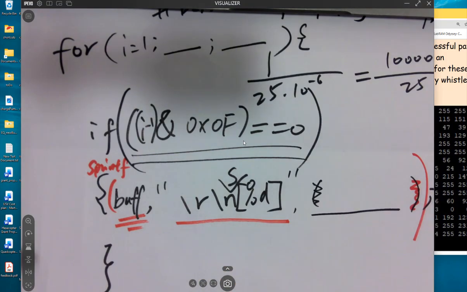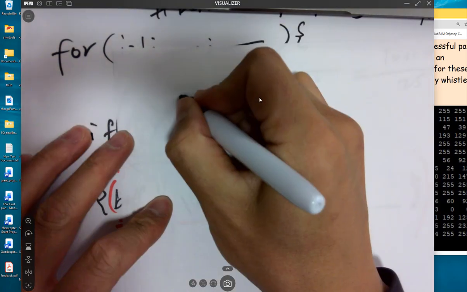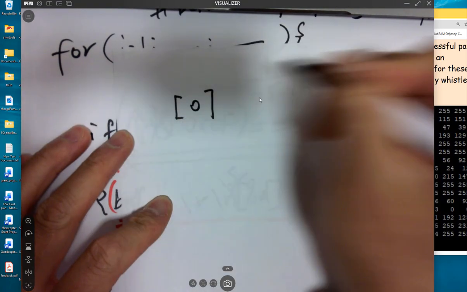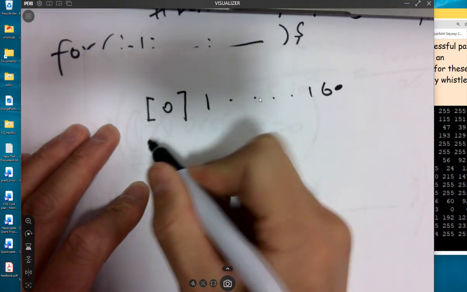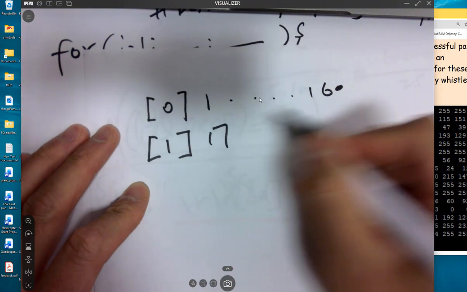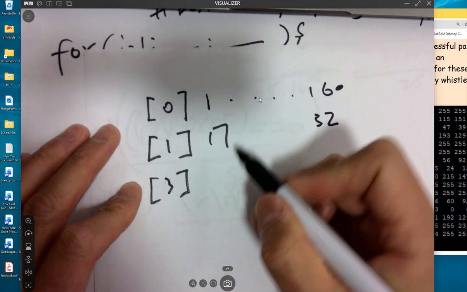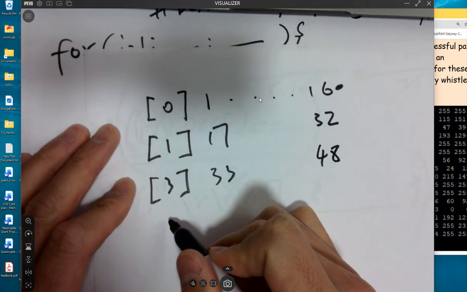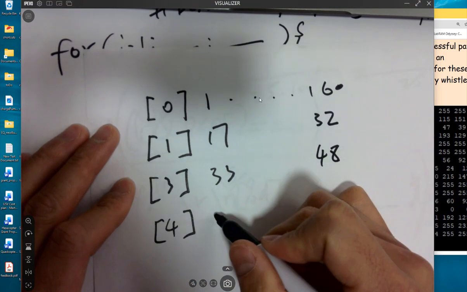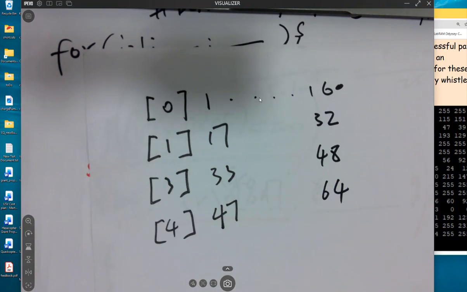Because the expected result is you are printing out 0, right? And then 1 to 16. Then 1, 17 to 31, 32. And then 3, 33 to 48. And 4, 47 to 64, right? So that's the expected result.